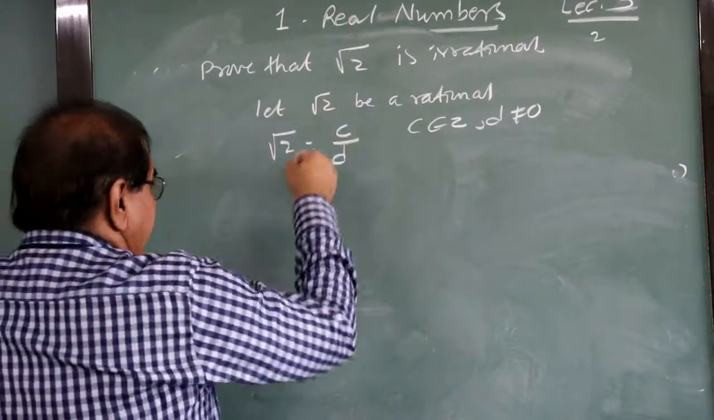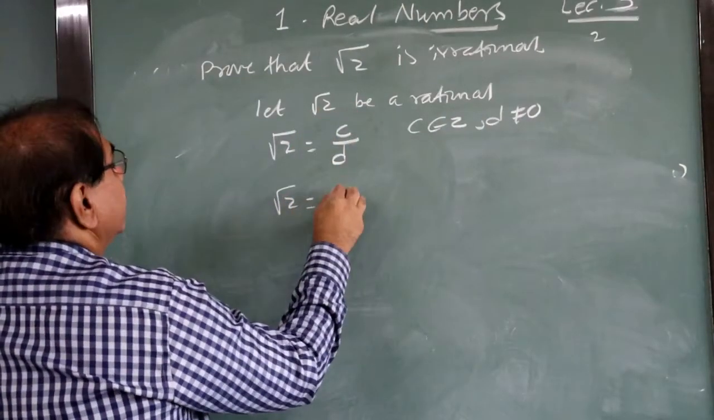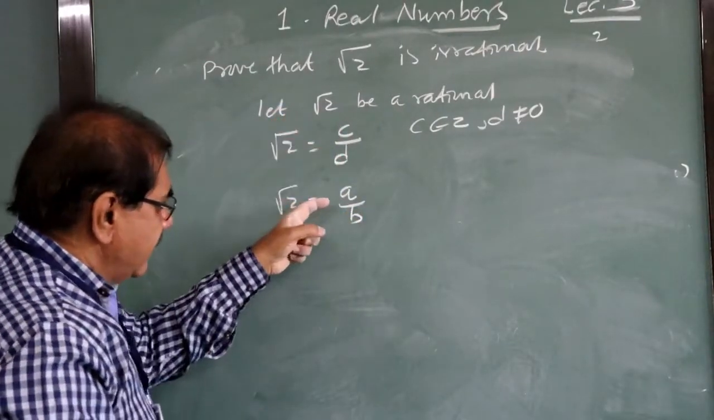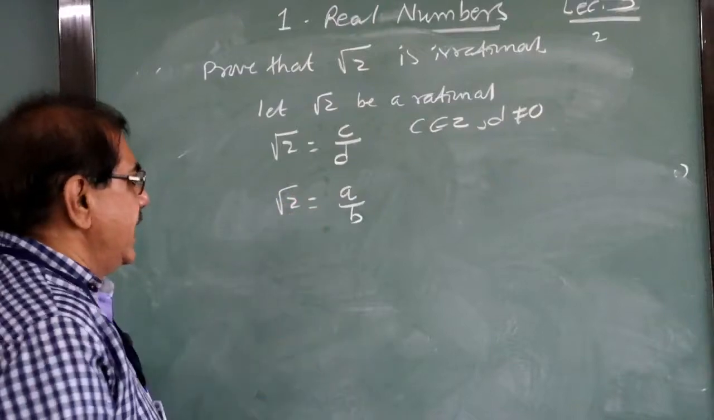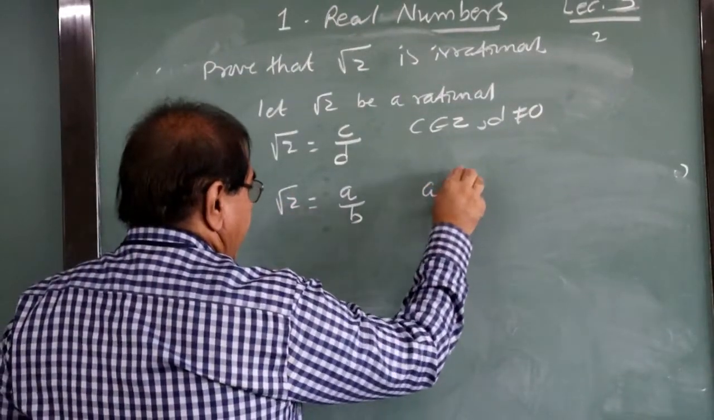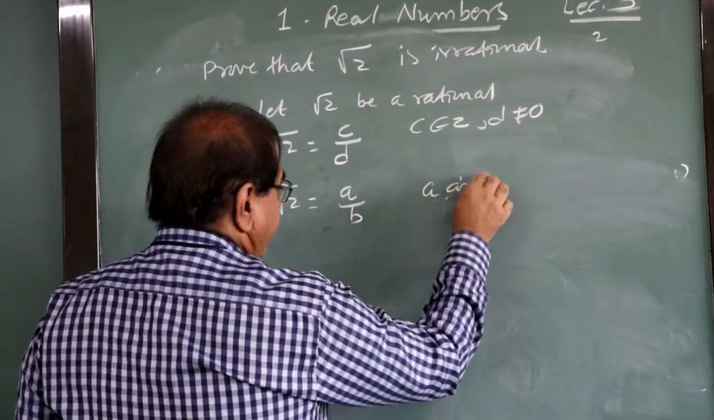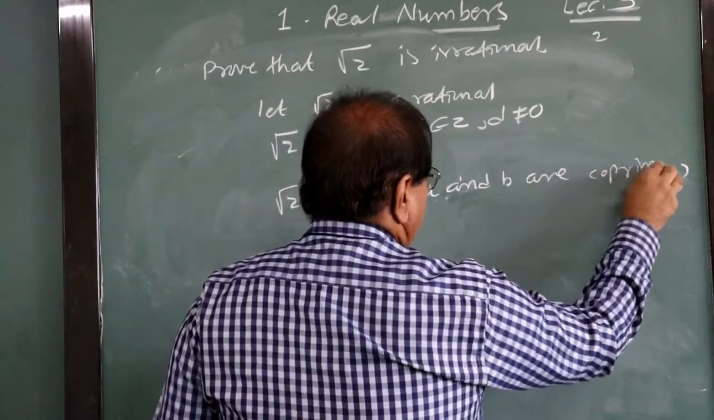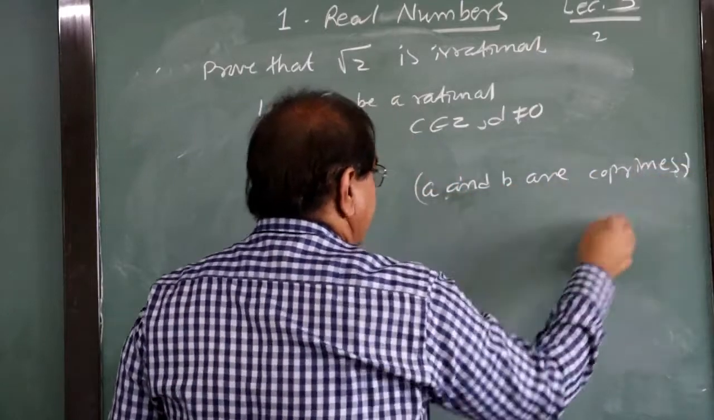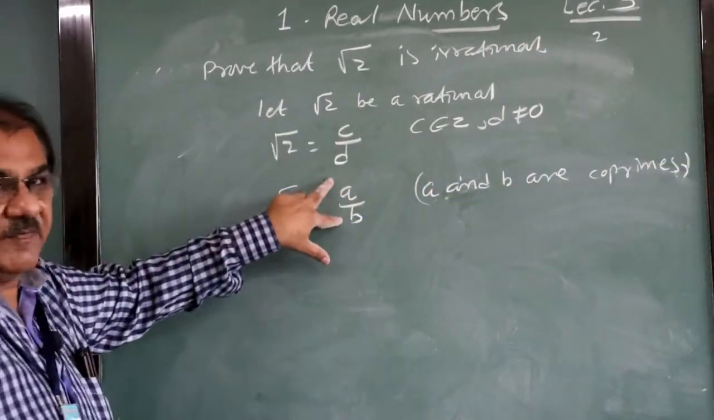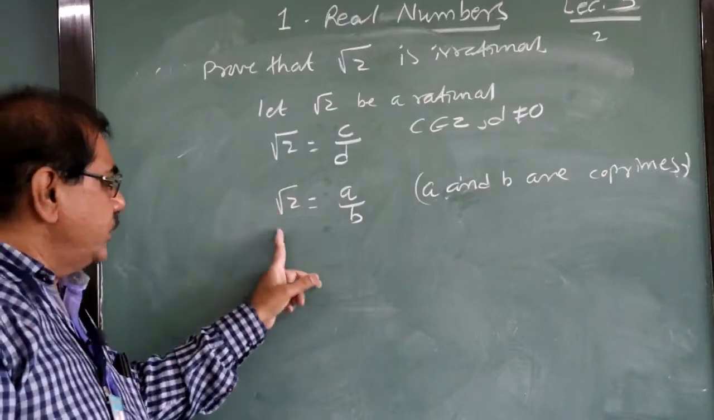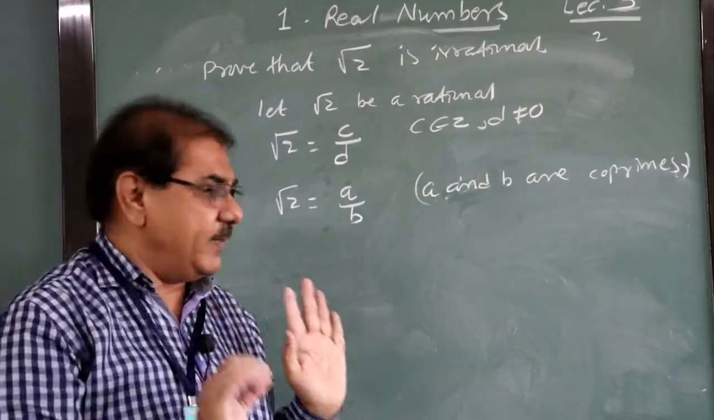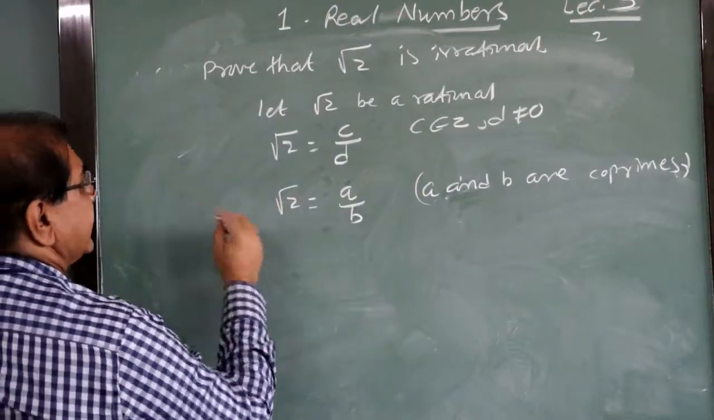So after simplifying them, suppose we get root 2 is equal to A upon B. Now it is simplified. Now there is no common factor between A and B. So I can say A and B are co-primes. They are mutually prime numbers, so they don't have a common factor. It is our assumption. So root 2 is a rational number with this condition that A and B have no common factor. Okay?